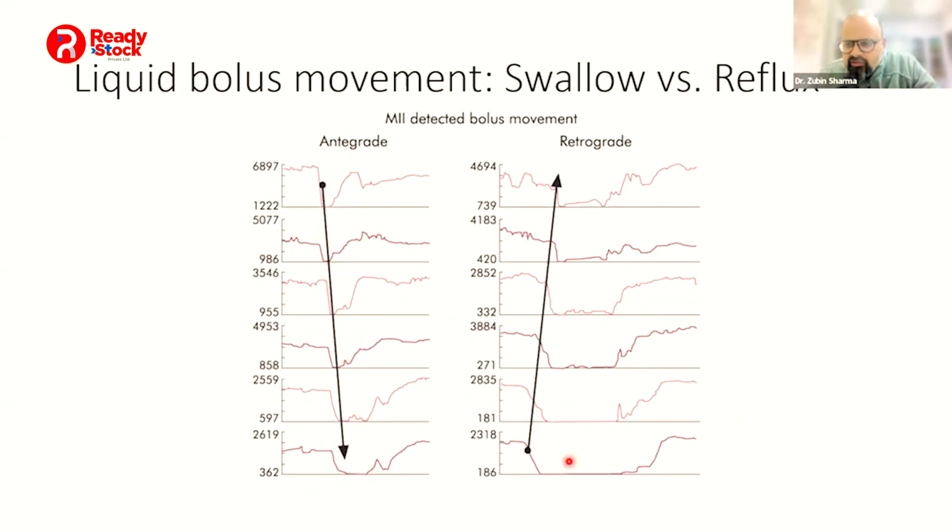A reflux will be the opposite of that. Similarly, if acid in your stomach or non-acidic reflux or food is coming back from the stomach, it is going retrograde, but it is causing the same thing. A dip in the impedance and then coming back, a dip and coming back. This retrograde flow is the bolus or the reflux. So antegrade is swallow, retrograde is reflux.